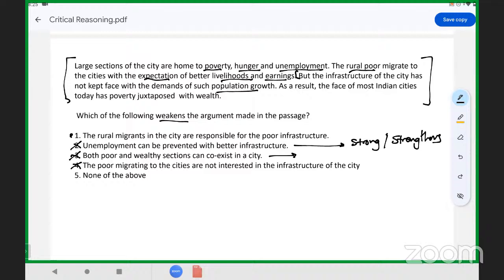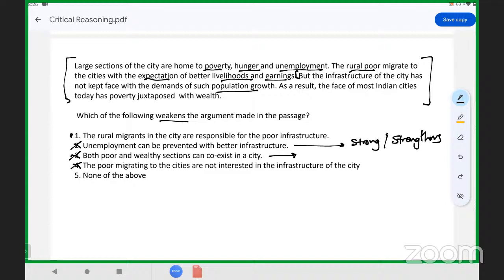This is like a direct attack on the assumption made by the author. Okay, so we'll try to understand this. First, look at the second sentence. It is trying to indicate that the rural poor are migrating to the city with better expectations, but the infrastructure is not able to cope with it. And now here it is given that rural migrants in the city are responsible for the poor infrastructure.